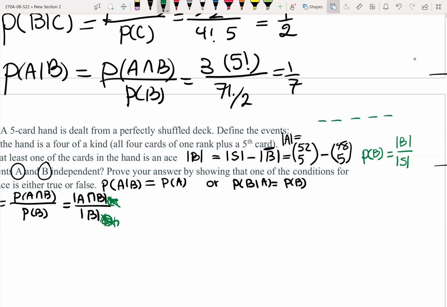One, two, three, four, 5 cards. 4 of a kind. How many kinds do you have? You have 13 of them, right? You have to first select your kind. So you have one out of 13, or you have 13 choices. You select which kind you have. You have ace, or jack, or whoever.